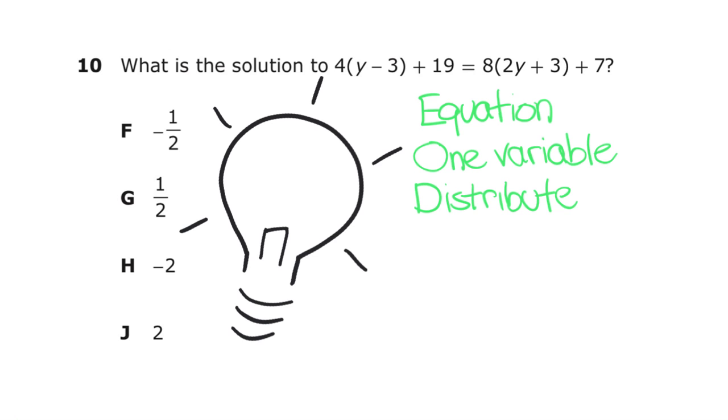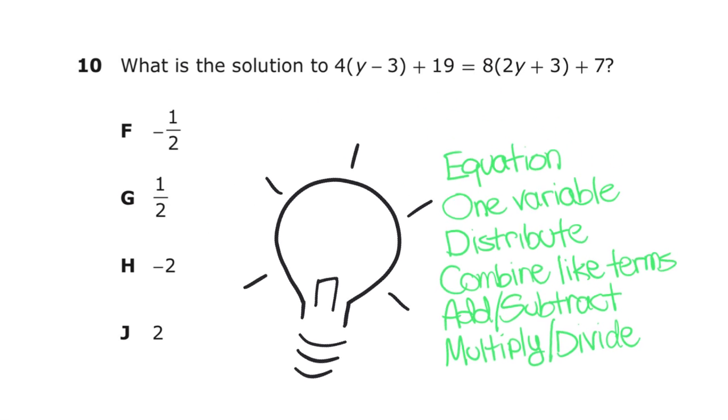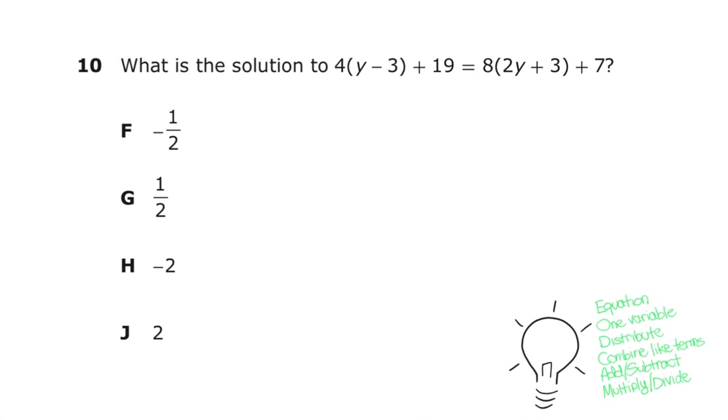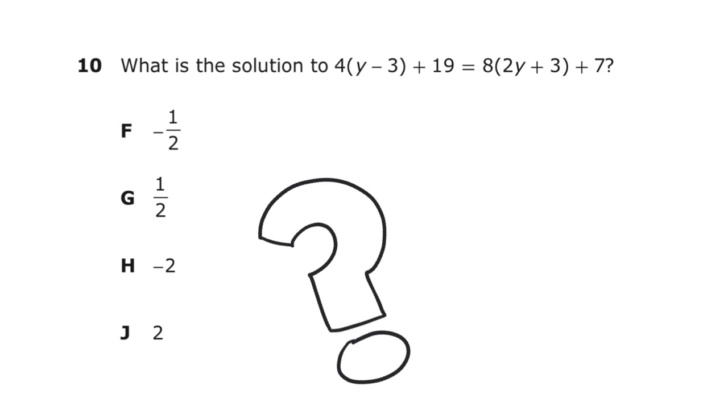And we'll have to combine like terms, add or subtract on both sides, as well as multiply or divide by a number that is the coefficient of y towards the end. That's fine. That's a fair expectation for students who went through an Algebra 1 course. But maybe there's a quicker way.